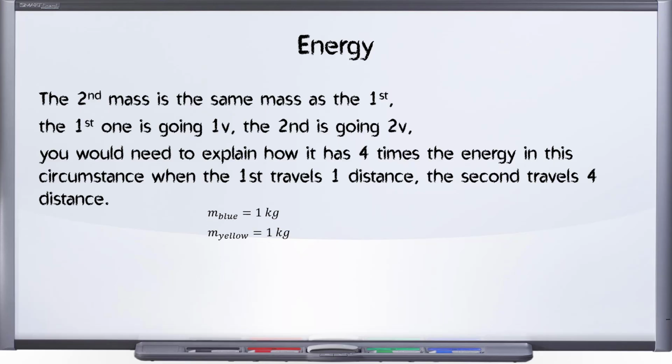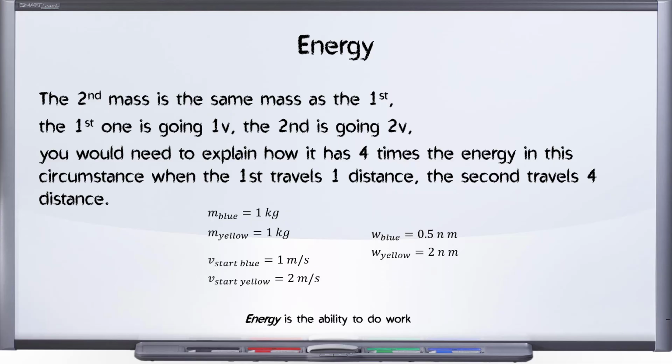We measured that they have the same mass, 1 kilogram. We measured their starting velocities at 1 meter per second and 2 meters per second. Energy is the ability to do work, so we need to apply the equation for work. We did those equations, worked through them, and quantified how much work that is. It's half a Newton meter for the blue object, and it's 2 Newton meters for the yellow object. That is a ratio of 4 to 1.